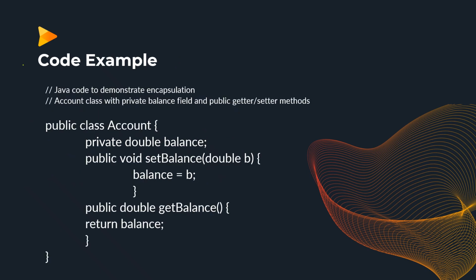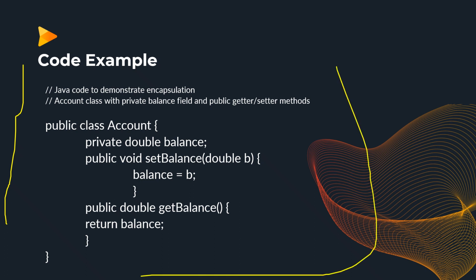Now we are going to see encapsulation with the help of this code or program. This is the Java program in which we have implemented our encapsulation. Account class with a private balance field and public getter and setter methods. Now I have to explain this program to you. Public is an access modifier. We have created one class, public class Account. Account is the class name, and public is the access modifier.